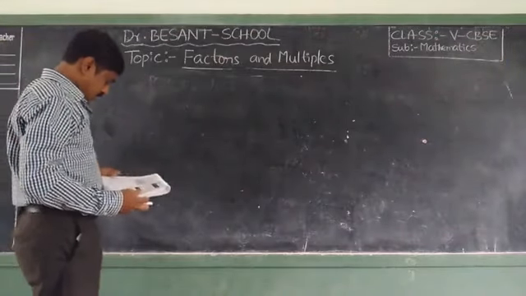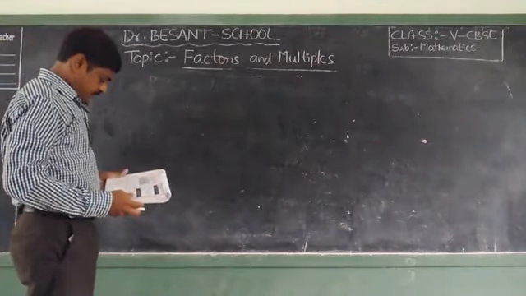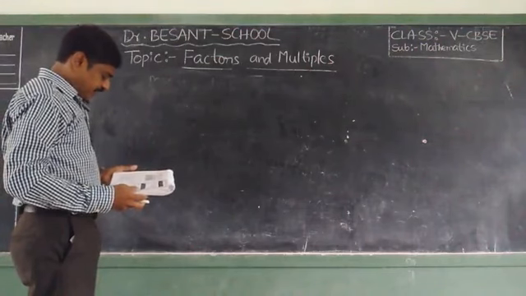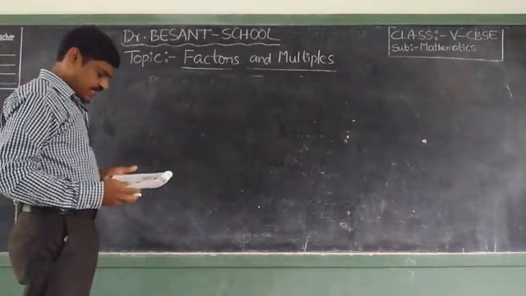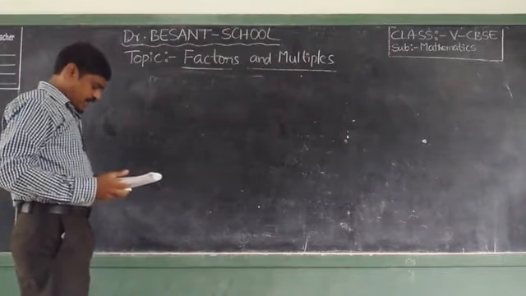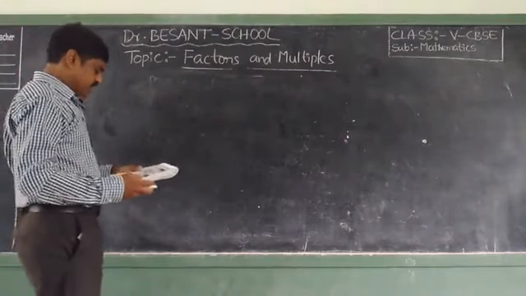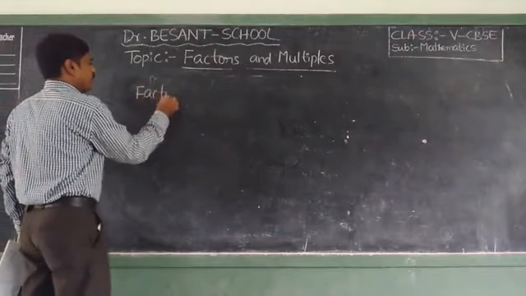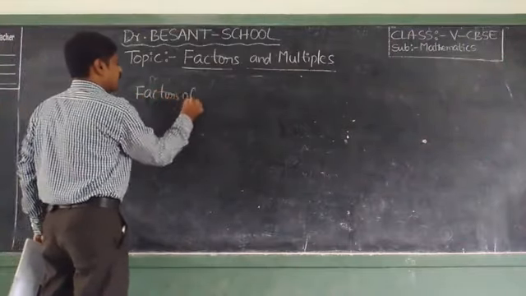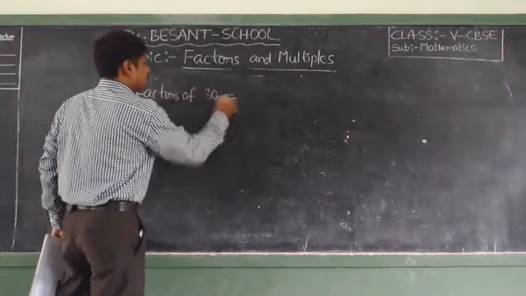Next, see factors of 30, factors of 45. First of all, we have to write the common factors of 30 and 45. Now we'll write the factors of 30.